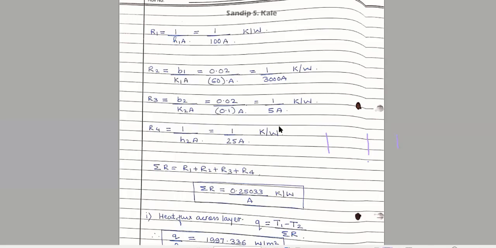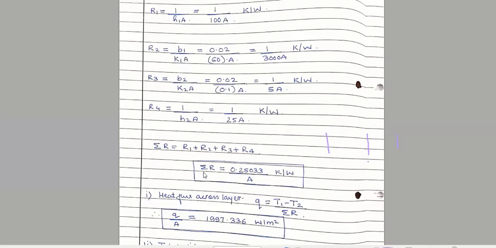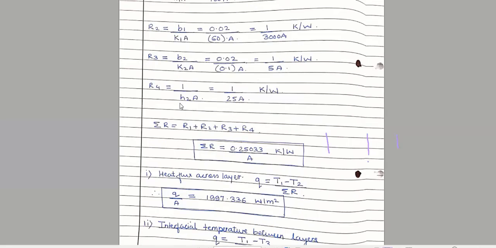So here what I have written, I have just added all of this, and the value I get is R equal to summation R, equal to 0.25 divided by A. What I have done is simply added R1, R2, R3 and R4. Now what is the basic formula for heat flow? Q is equal to delta T upon R. This is the basic formula, delta T divided by summation R. Summation R means the total resistance.